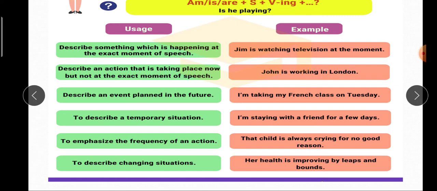Describe an action that is taking place now but not at the exact moment of speech. At this exact moment of speech I am teaching you tenses, but even when it is not the exact moment but it is continuing, you can still use present continuous tense. When you describe an event planned in future you can also do this. Also to describe a temporary situation, to emphasize the frequency of an action, and to describe a changing situation. In these situations we use present continuous tense.